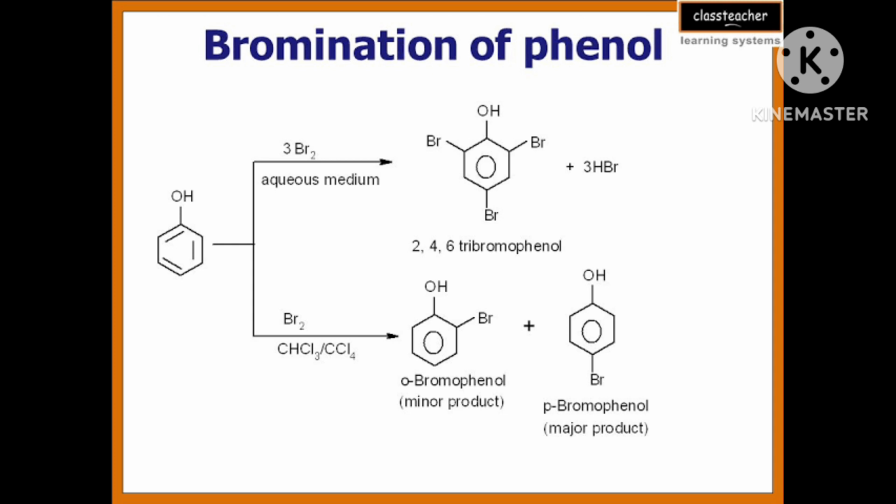2,4,6-trinitrophenol. Now here you have seen only one NO2 group attached when it was dilute, but when it is concentrated, then 3 NO2 will attach with carbon, and it will form 2,4,6-trinitrophenol. The product is commonly known as picric acid. Question is asked. 2,4,6-trinitrophenol is called picric acid. Correct? Then this question is asked, you should keep in mind.